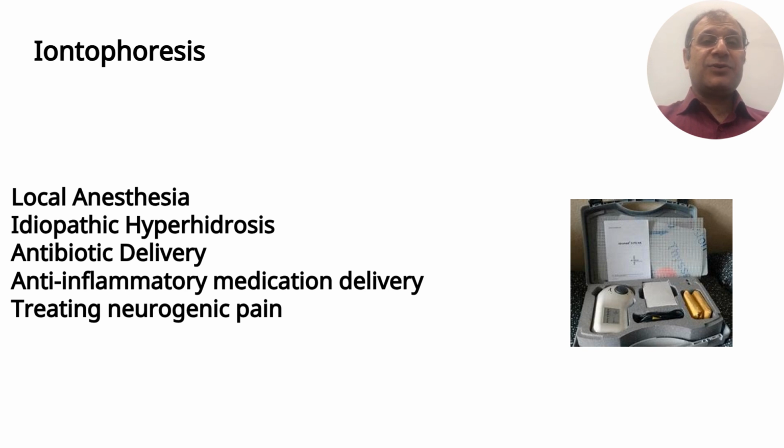Local anesthesia. Iontophoresis is used to deliver anesthetic drugs like lidocaine into tissues for local anesthesia in small areas such as the skin or joints. Treatment of idiopathic hyperhidrosis. Iontophoresis is used with antiperspirant drugs like glycopyrronium bromide to treat excessive sweating in areas such as the palms and feet.